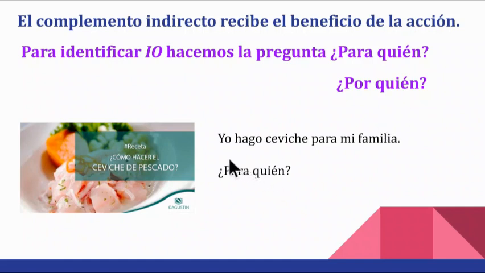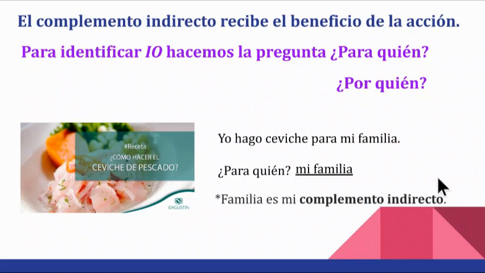Por ejemplo, yo hago ceviche para mi familia. ¿Para quién? So, I make ceviche for my family. For whom do I make this delicious ceviche? Para mi familia. Entonces, familia es mi complemento indirecto. So, my indirect object is familia because my family is receiving the benefit of me making this delicioso ceviche.